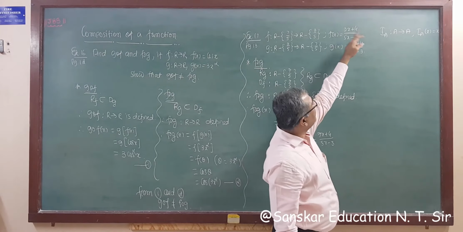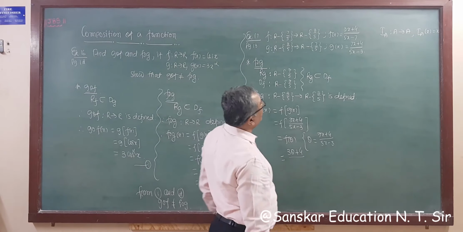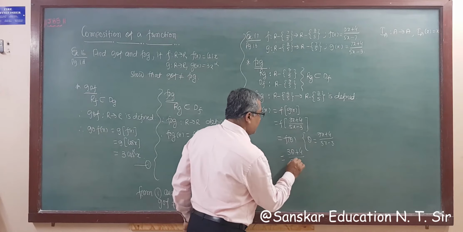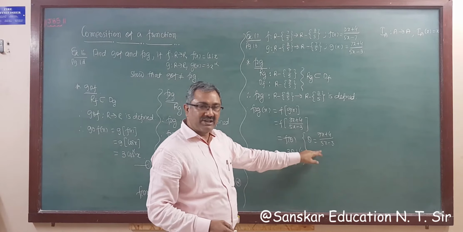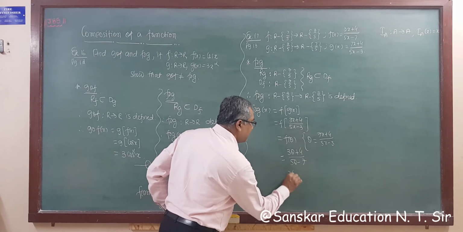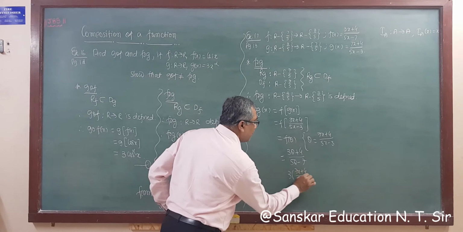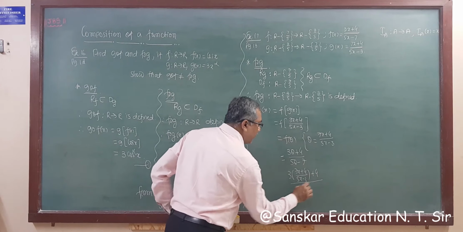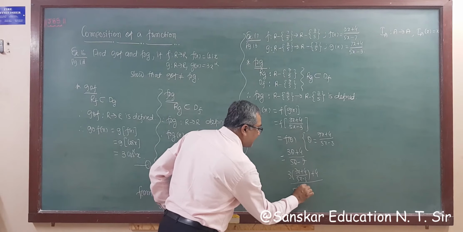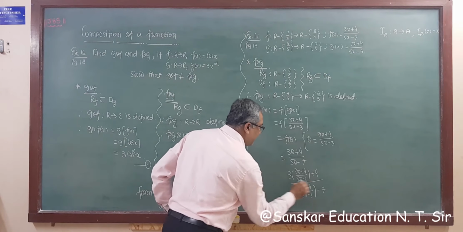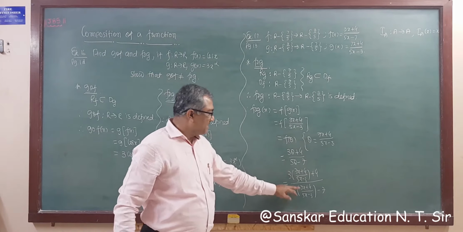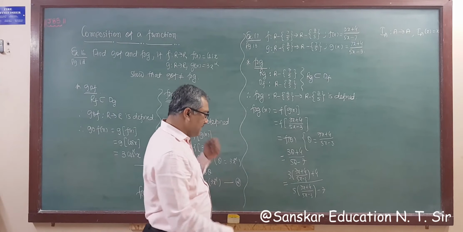So the answer will be (3 theta + 4) whole upon (5 theta - 7). Now to replace theta by substituting this value, we get 3 times (7x + 4) upon (5x - 3) plus 4, whole upon 5 times (7x + 4) upon (5x - 3) minus 7. So 5x minus 3 is the LCM. So if we simplify this, what do we get?